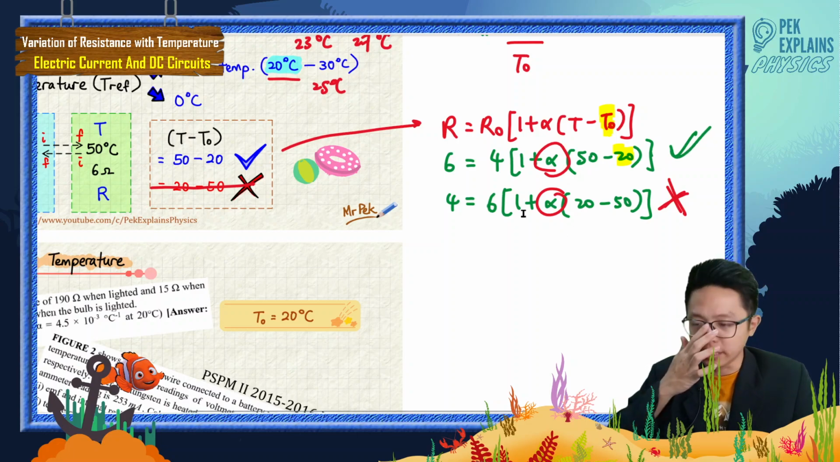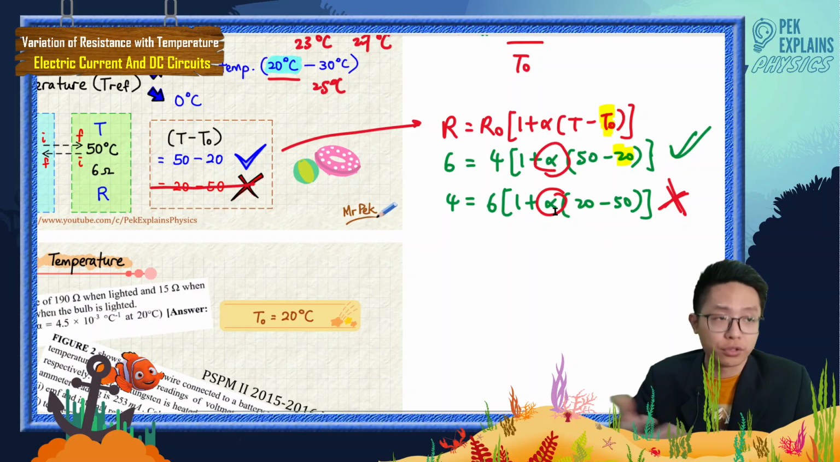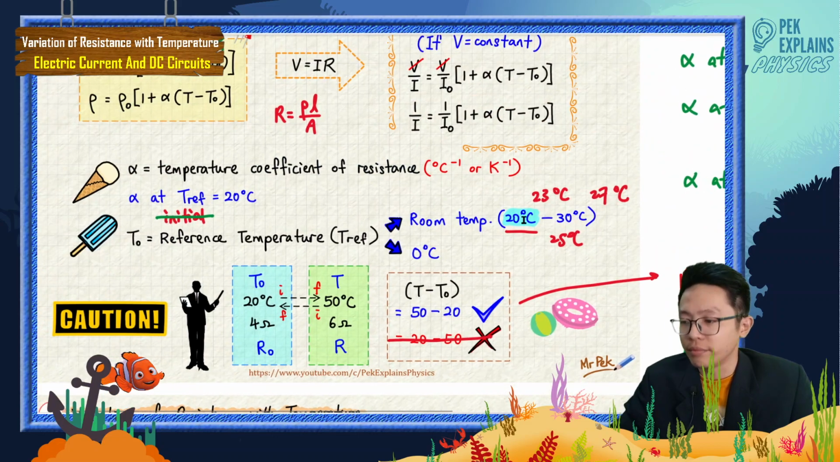Okay, understand? You try and work it out, you get a different alpha. So remember, T naught is not the initial temperature, it's the reference temperature, and this reference temperature only takes this value.